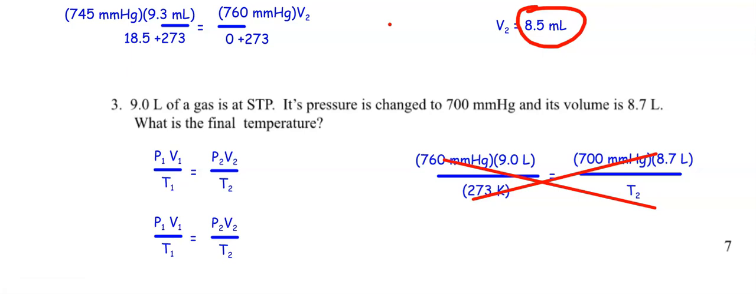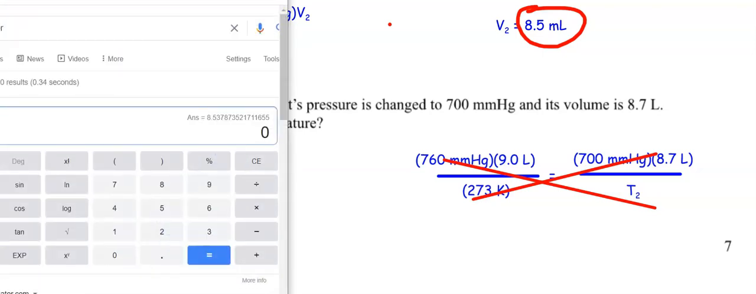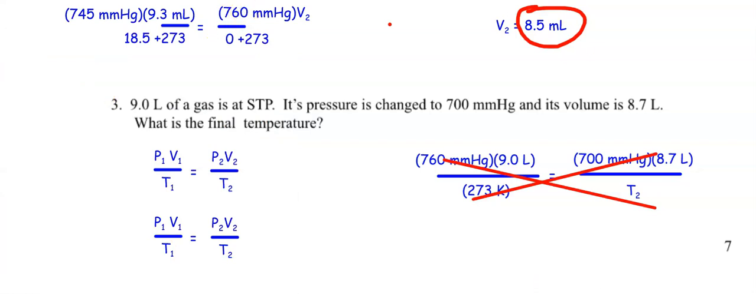Okay, so let me get out my fancy dancy calculator. There we go. And so let's try this. Let's go with 273 times 760 times 8.7. All right, let's make that equal. Now what am I going to do? I'm going to divide this by 760. And then I'm going to divide it again by 9.0. All right, so I got 243. So temperature is equal to 243. That's in Kelvin. Well, what's that in Celsius? So subtract 273, and I got negative 30 degrees Celsius.